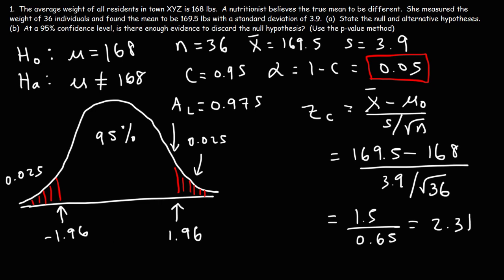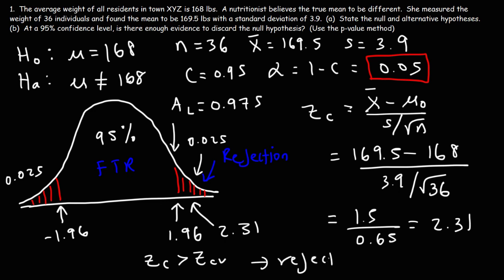Now, we need to know where that z-value falls in this area. So this region, the region that is not shaded, that is the fail to reject region. The red area that is shaded, this is the rejection region. So notice that our z-value of 2.31 is somewhere in the rejection region. Our calculated z-value is greater than our critical z-value. Thus, this tells us that we need to reject the null hypothesis. So that's the traditional method.